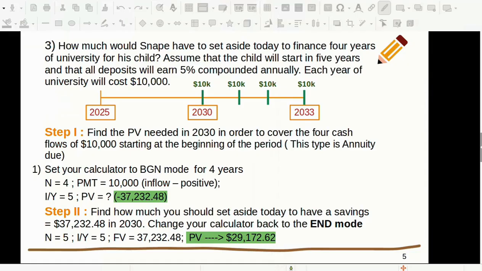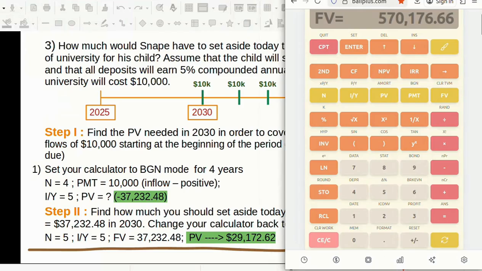That's step 1. So the step 1 is to find the present value needed by Jan 2030 in order to cover the 4 cash flows of $10,000 starting at the beginning of the period. This type is annuity due. Now, why is this a case of annuity due? Because the tuition fee needs to be paid at the beginning of each year. So immediately set your calculator to the BGN mode and calculate as follows.